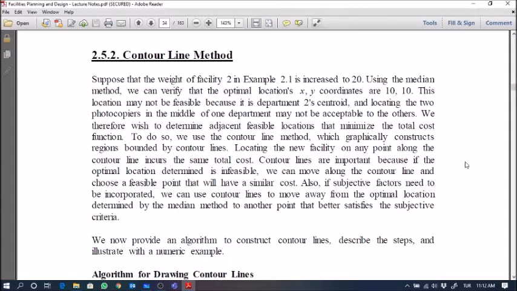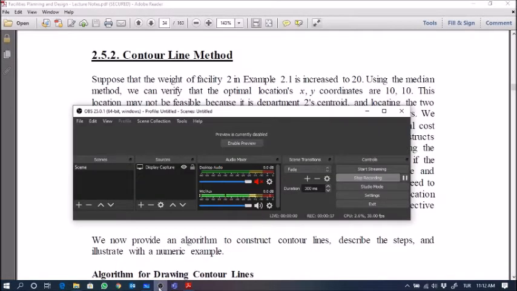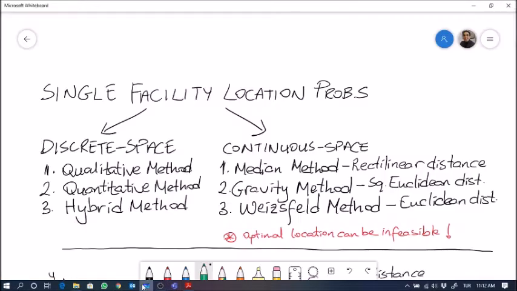Good day, my friends. Today I will be talking about the contour line method, which is a technique applied for the continuous space facility location problems when the optimal solution is infeasible. But before doing that, let me remind you about the single facility location problems.